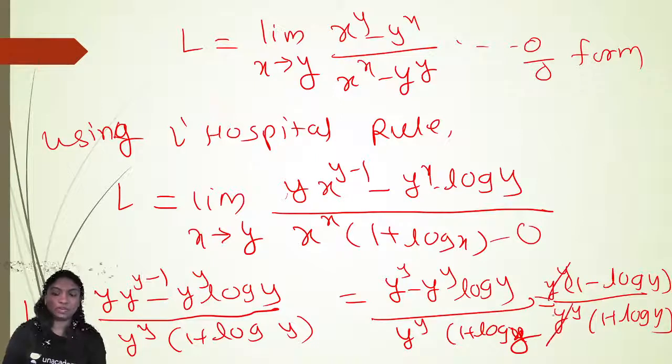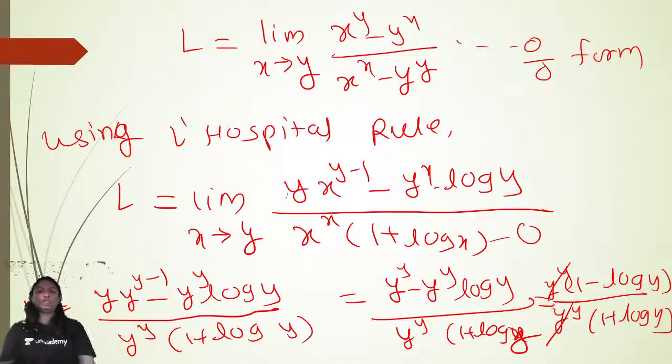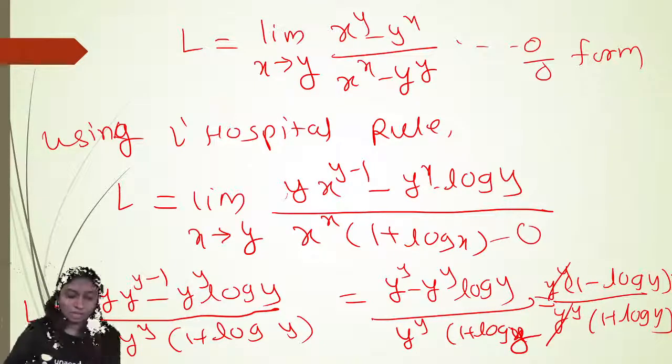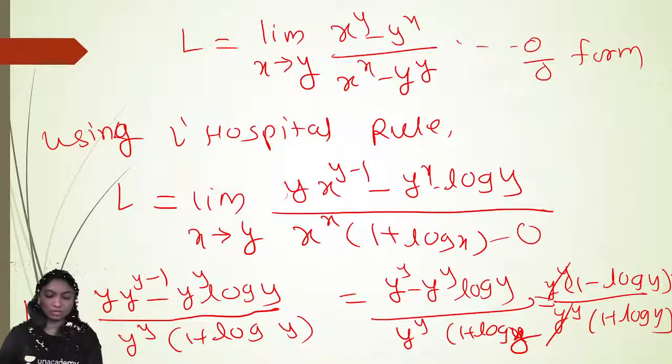So y raised to y gets cancelled out, leaving 1 minus log y upon 1 plus log y. This is your final answer for the given function f, found by using L'Hospital rule. While putting the value of x tends to y, we get the indeterminate form 0 upon 0, and after evaluating by using L'Hospital rule, we get the answer 1 minus log y upon 1 plus log y. Okay, I hope it is totally clear to you.